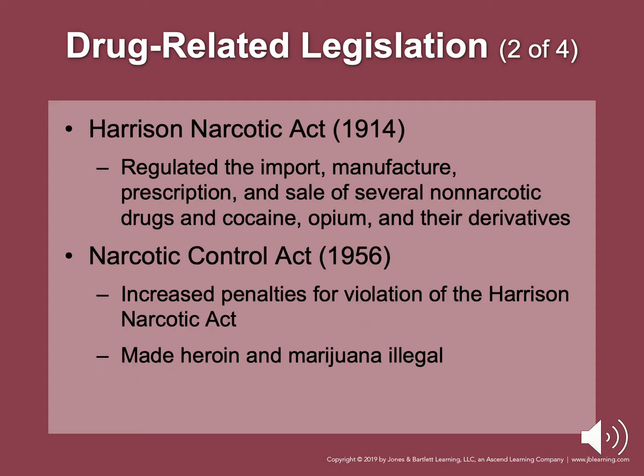The Harrison Narcotic Act in 1914 regulated the import, manufacture, prescription, and sale of several non-narcotic drugs and cocaine, opium, and their derivatives. It requires precise record keeping about the dispensing of controlled drugs. It requires registration of distributors such as pharmacists. Illegal possession and distribution of controlled drugs could result in fines and imprisonment.